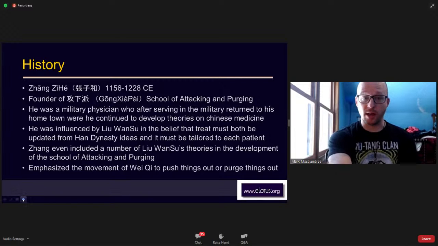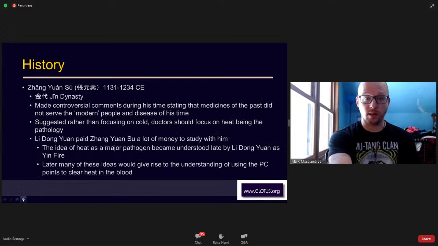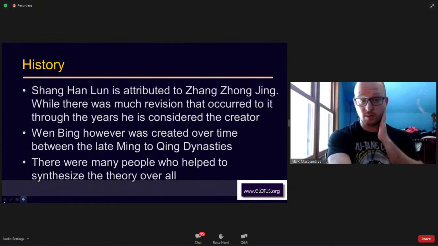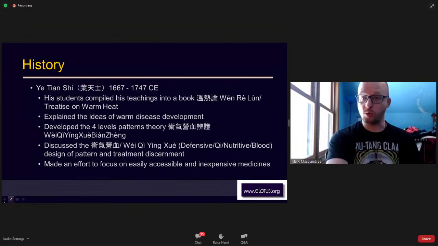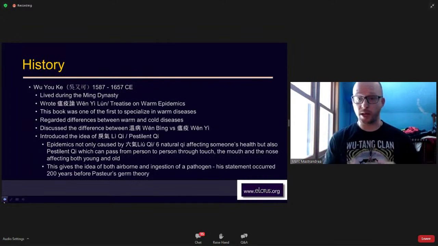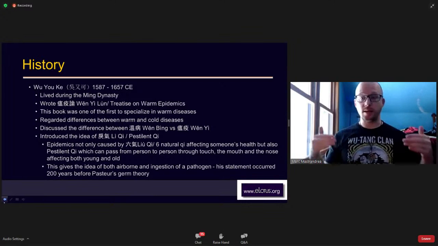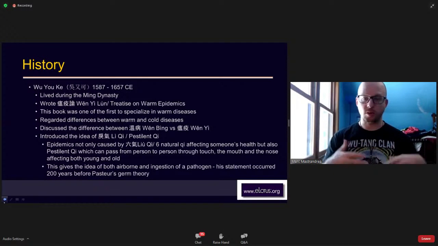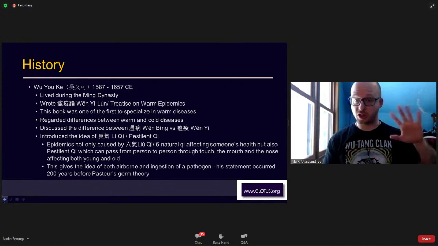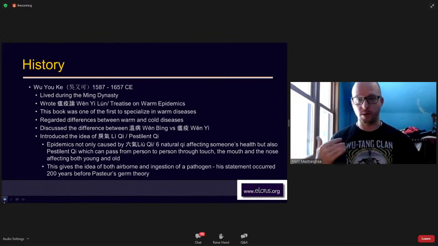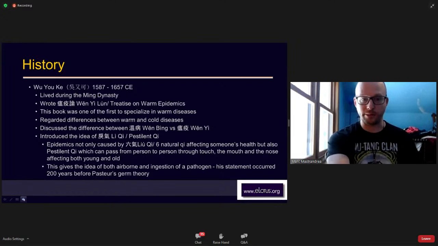We talked about Li Dong Yuan, Zhang Zihe, so all these different people. There's Zhu Danxi. We talked about all this. We talked about the patriarchs. So Wu Youke came up. He was the first person to write about warm epidemics. So he wrote about Wen Bing, Wen Yi. And he wrote about this idea of Li Qi, this pestilent factor, which is what we see predominantly in Wen Bing and Wen Yi. So it's not the Liu Qi, the 6 natural Qi from the external. He also talked about this other version of Qi that would come in and cause issues. So there was that.